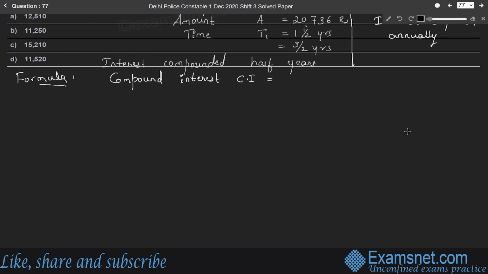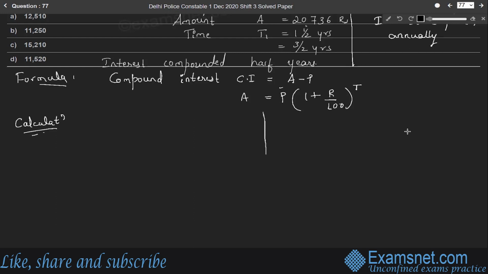CI is equal to amount minus principal, where amount is principal into (1 plus R by 100) to the power of T, where T is time, R is rate of interest, P is principal, A is amount, and CI is compound interest. So, calculation.